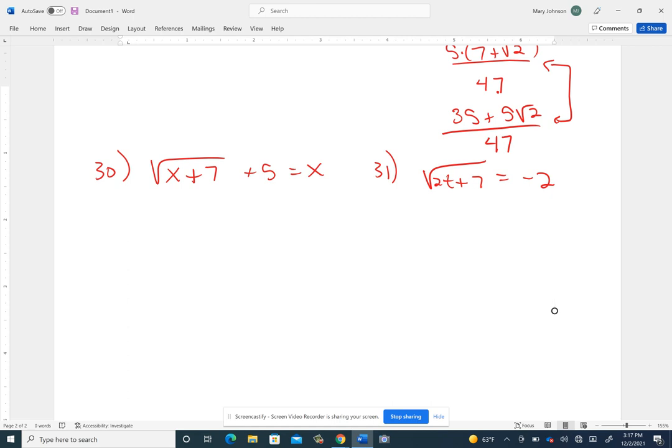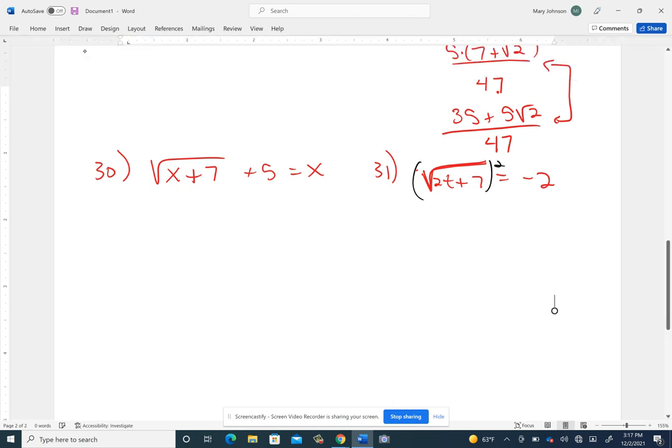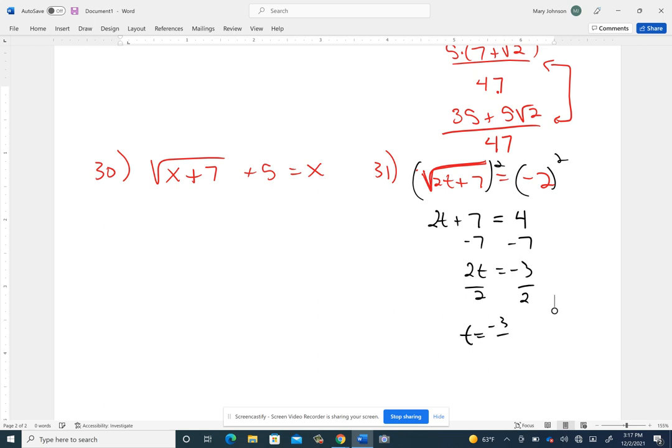Okay? So if it's square root, I'm going to look at 31 first. To undo that, I would square. And if I do that to one side, I need to do that to the other. So I'd get 2t plus 7 equals positive 4, because that's negative 2 times itself. So when I go in and I subtract 7 from both sides and divide by 2, I wind up getting t equals negative 3/2.